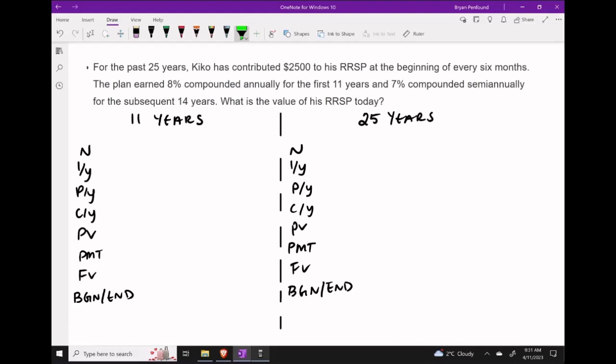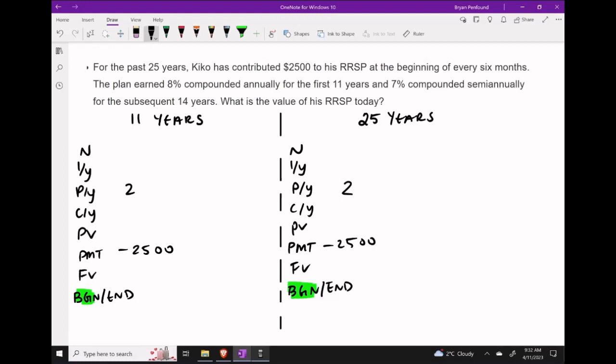Notice that in both cases, the payments of $2,500 are happening at the beginning of every 6 months. So we are going to need to make sure that our calculator is set into begin mode or annuities due mode. Okay, we can go ahead and also fill in our equal sized payments of $2,500. Since we're contributing to the RRSP, let's take these to be negative. If payments are happening at the beginning of every 6 months, that means there are 2 payments per year in both cases.